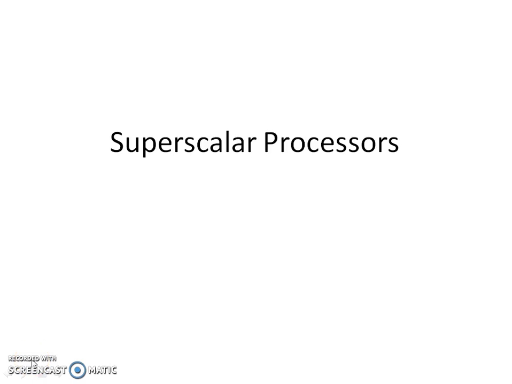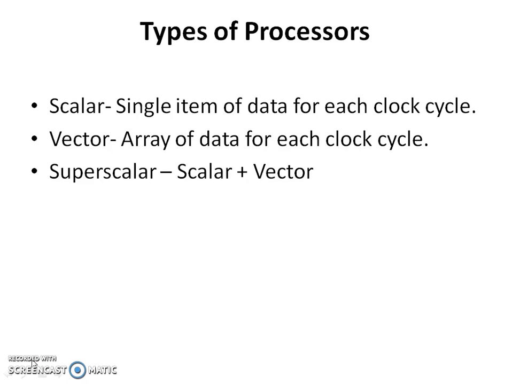Superscalar processors. Depending on the method by which the flow of instructions can be carried out, processors can be classified as scalar, vector, or superscalar. In a scalar processor, a single item of data is processed for each of the clock cycles. Vector processors are similar to scalar processors, but they process an array of data for each clock cycle.